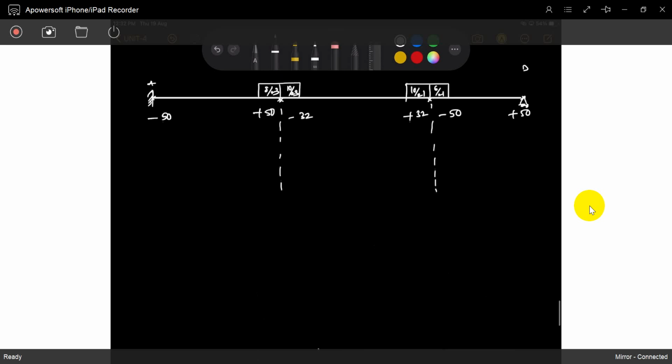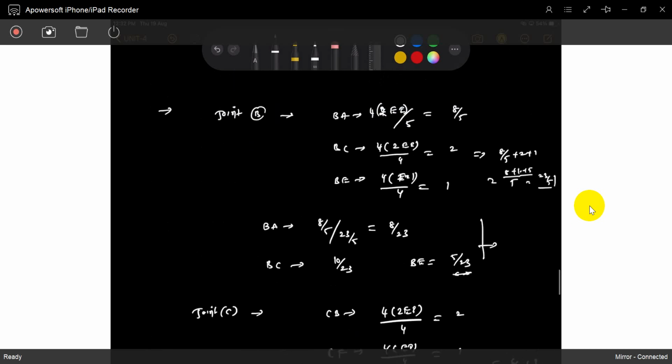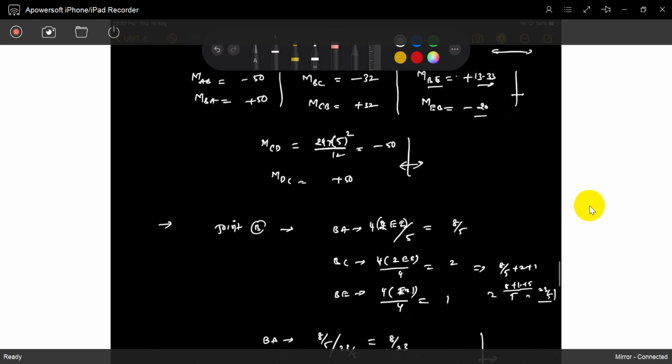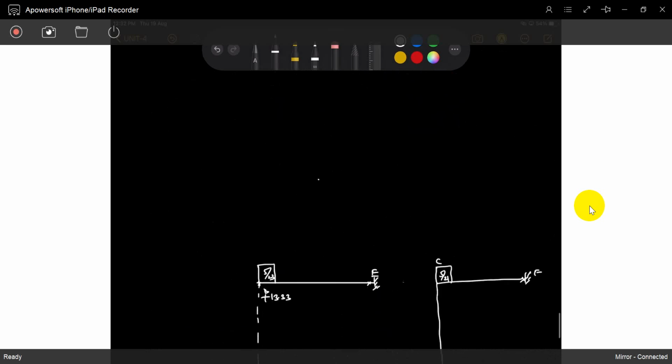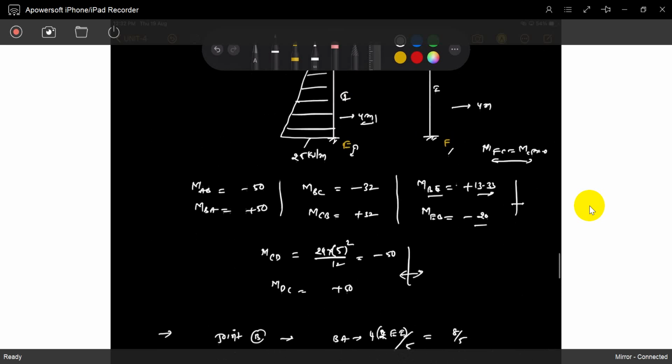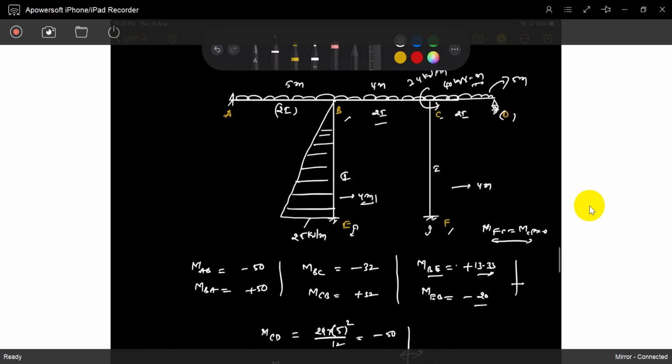EB is minus 20. Okay, that's our answer. Also CF is 0, FC also 0, because there is no loading on this.